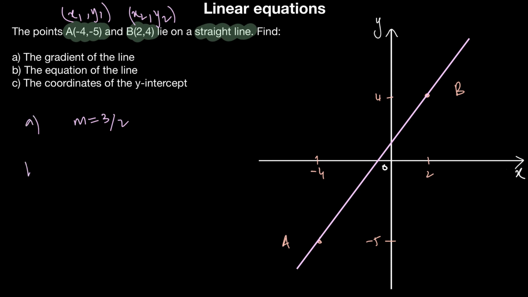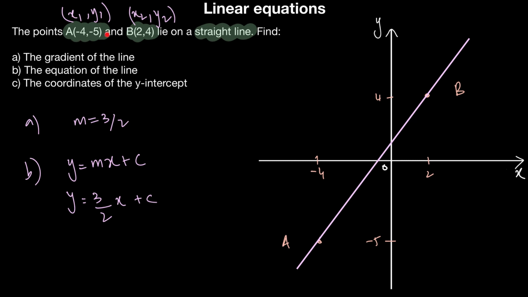Now the second part is asking us, what is the equation of this line? Well, we learned that the equation of any given line can be represented as y is equal to mx plus c. This is the slope-intercept form. Here, m is the slope, whereas c is the y-intercept. We already know the slope, so y is equal to 3/2x plus c. But what we don't know is the value of this y-intercept.